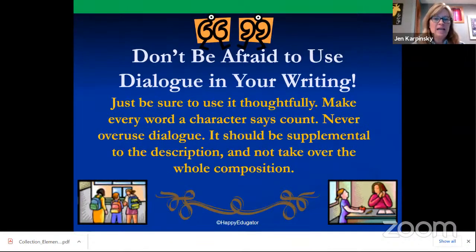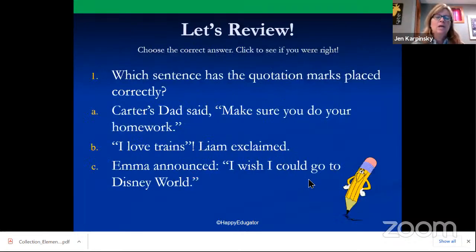Make every word a character says count. Never overuse it. In other words, it shouldn't be the whole story. It shouldn't be people talking the whole time. It should be extra. It should be something that adds. So let's review. Choose the correct answer.